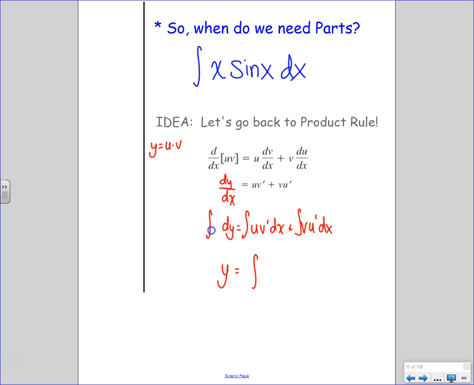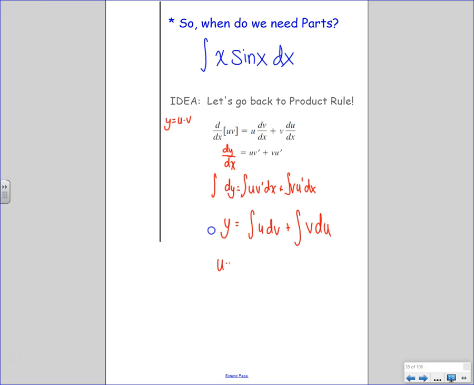So over here I have the integral of u times, now hold on, wait a minute, v prime dx. Who is v prime? dv dx. So what would be dv dx times dx? Ooh, dv. And who's u prime? du dx. What's du dx times dx? du. Oh, wait a minute, and who's y? y is uv. Maybe this?